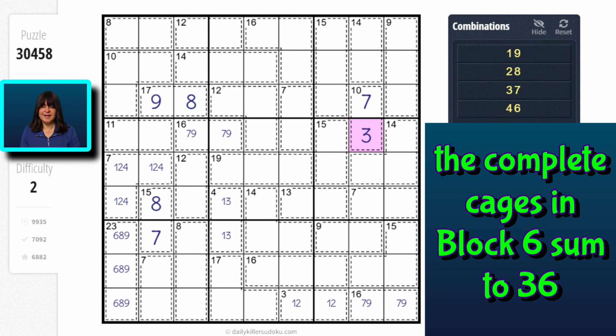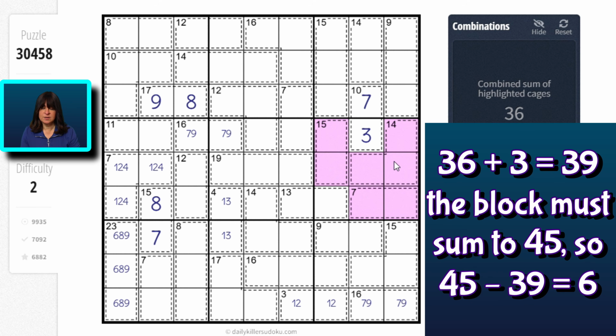Nice. And now let's play with this block, block 6. All the complete cages in the block add up to 36 without the 3 that we filled in. So with the 3, it's now 36 plus 3 or 39, but it needs to add up to 45, right? So what's missing? The 6.